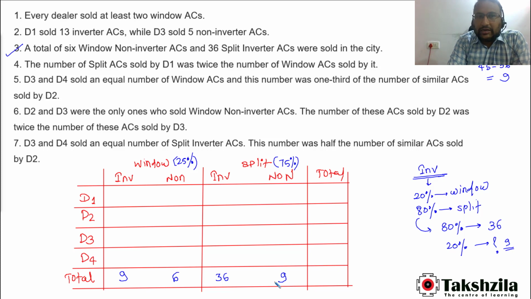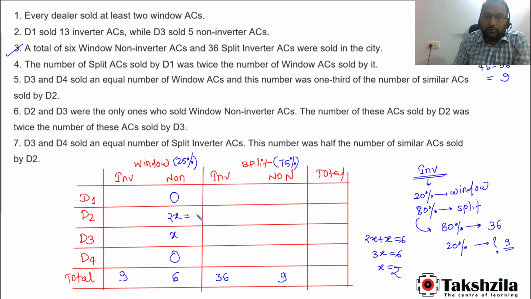Statement number 6. D2 and D3 were the only ones who sold window non-inverter ACs. It means D1 and D4 are not going to sell window non-inverter ACs. The number of these ACs sold by D2 was twice the number sold by D3. If D3 sells X non-inverter window ACs, then D2 will sell twice of X, that is 2X. So we can conclude that the addition of 2X and X is equal to 6. It means 3X is equal to 6, so X is equal to 2.